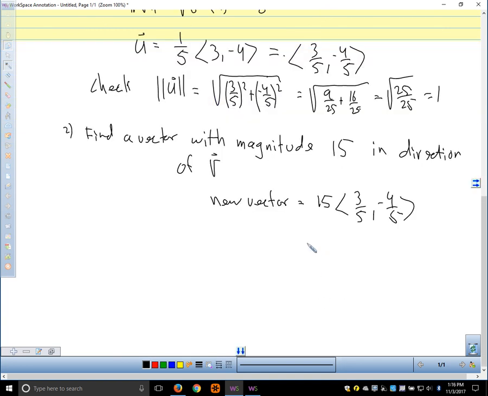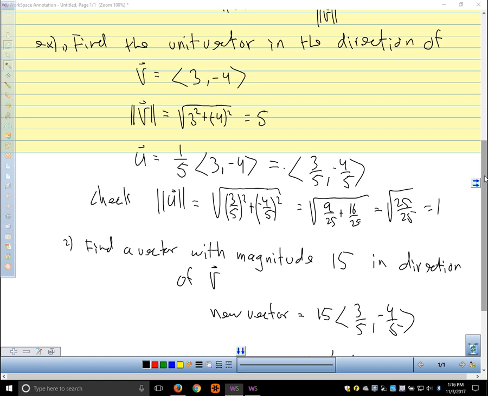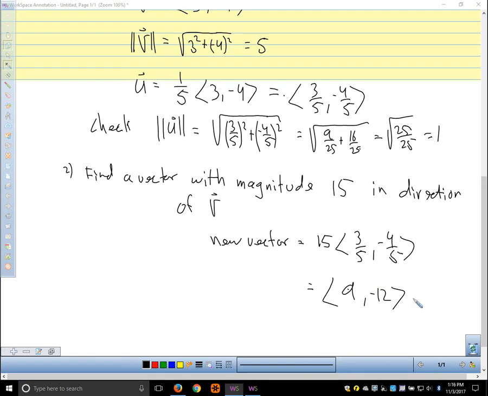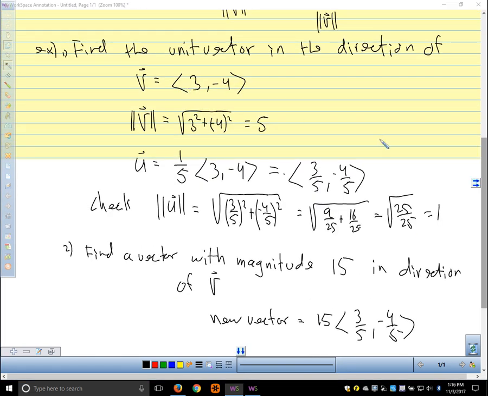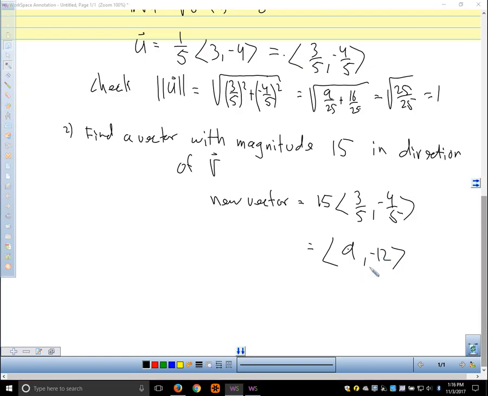And we could also write that as 15 divided by 5 is 3. So that would be 9, comma, negative 12. And the magnitude of this vector would be 15. And it's in the same direction as v. Because if we check the slope, negative 4/3 is the same as negative 12/9. Their slopes are the same. They have the same direction.